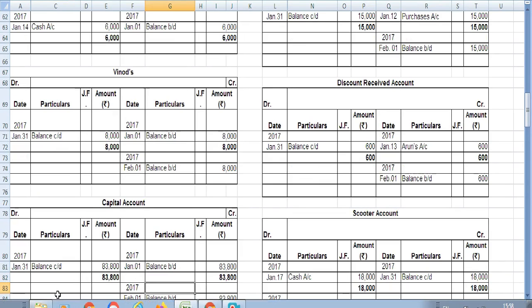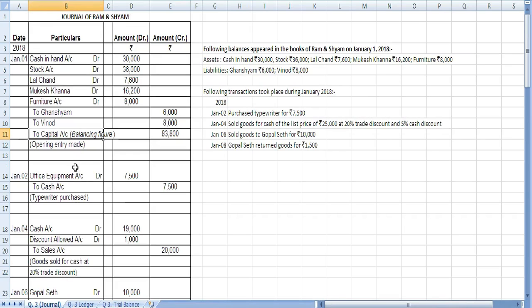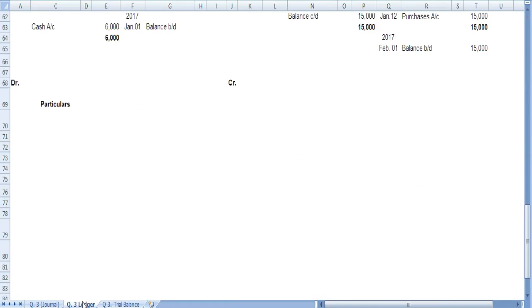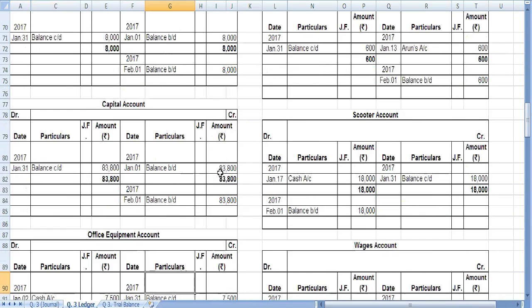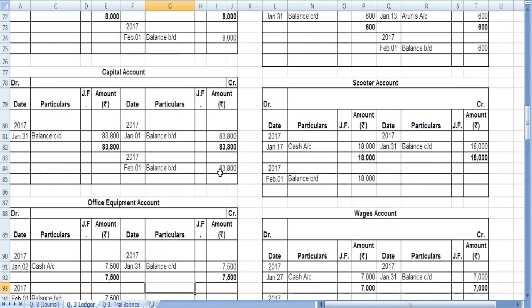So after we have done the opening entries in each of the ledger here, now let us start from the transaction January 2. Okay, here it says office equipment debit to cash. So how we'll read office equipment to cash. So let us open the ledger and let us go to the office equipment. Let us search where is the office equipment. So here we have the office equipment.